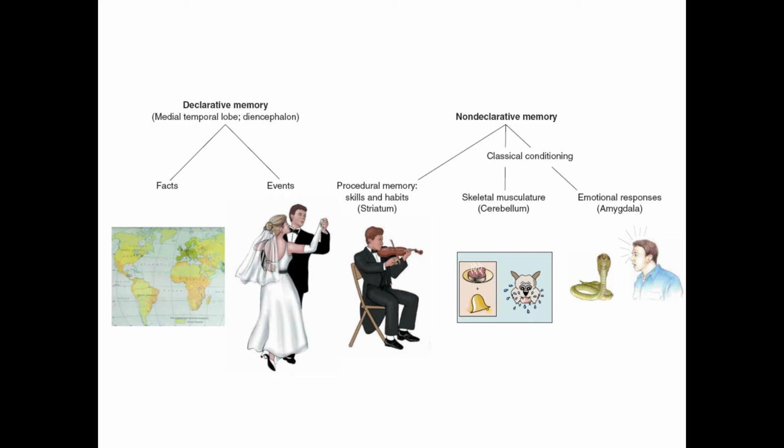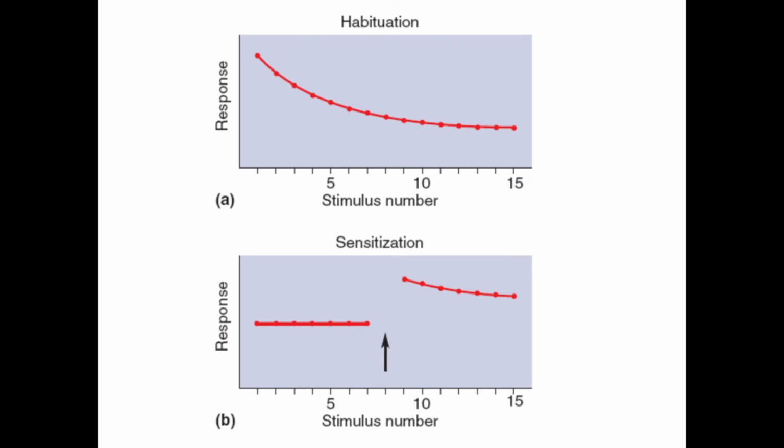Then another kind of non-declarative memory is classical conditioning, and we have different kinds of non-declarative memory. We can go even to very simple and basic kinds of long-term memories that are not declared with words, and those memories are called habituation and sensitization. And why do we talk about this non-associative memory? Because this is a kind of long-term memory.